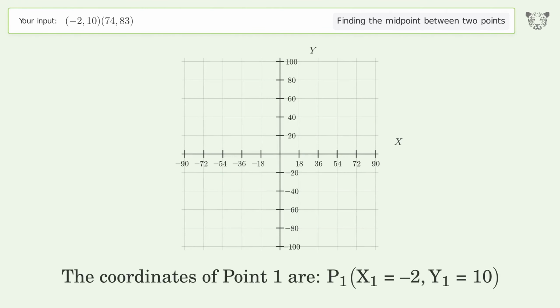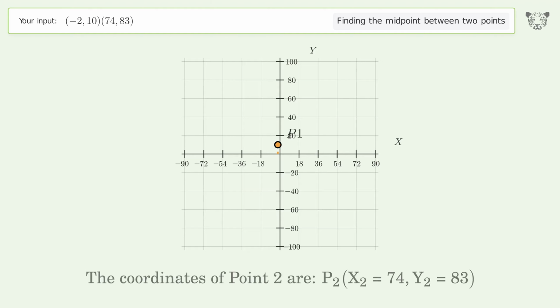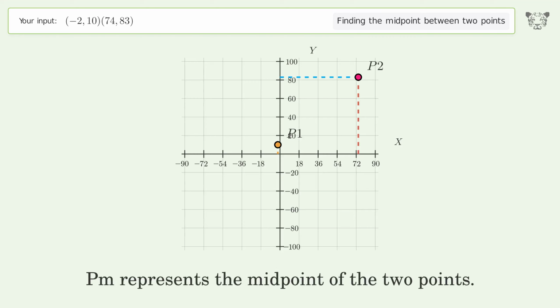The coordinates of point 1 are, x1 equals -2, y1 equals 10. The coordinates of point 2 are, x2 equals 74, y2 equals 83. PM represents the midpoint of the 2 points.